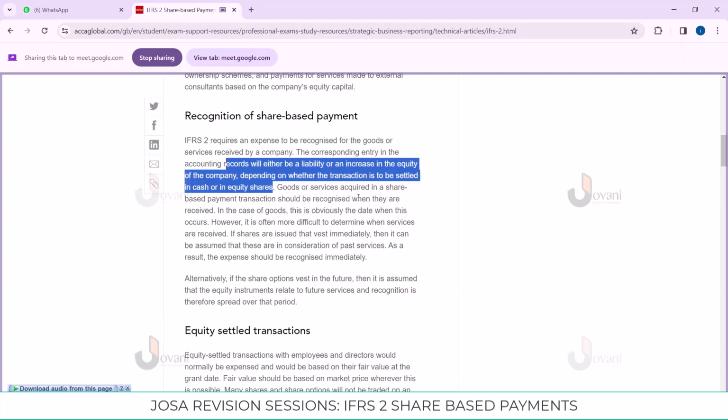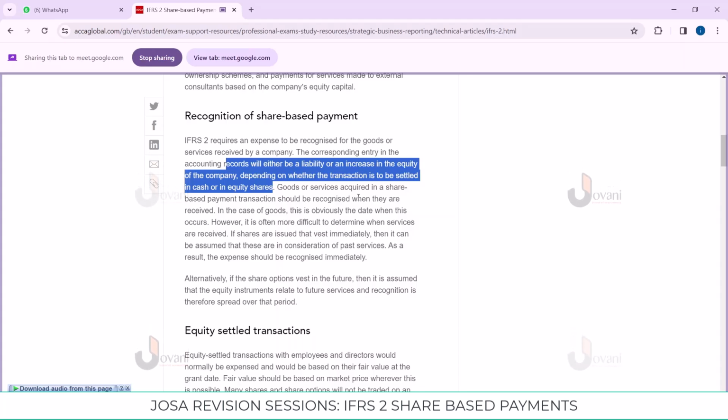Goods or services acquired in a share-based payment transaction should be recognized when they are received. This is important, as it is what we call the accrual concept. When you receive goods or services, then recognize them when you have control over them and you can enjoy the economic benefits. So they are saying, in the case of goods, this is obviously the date when this occurs. However, it is often more difficult to determine when the services are received.